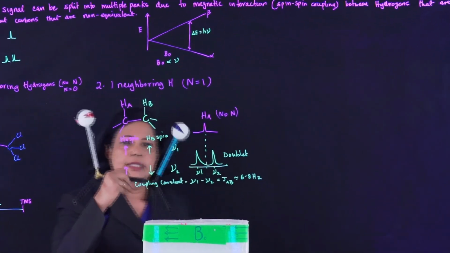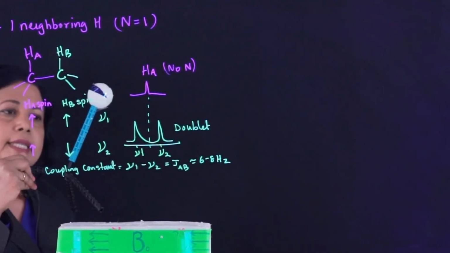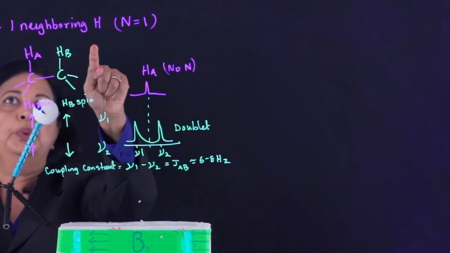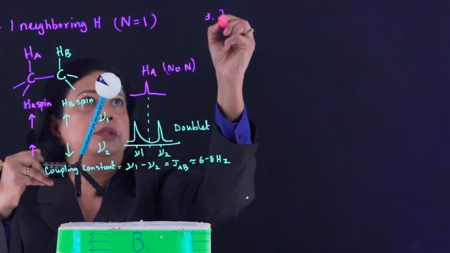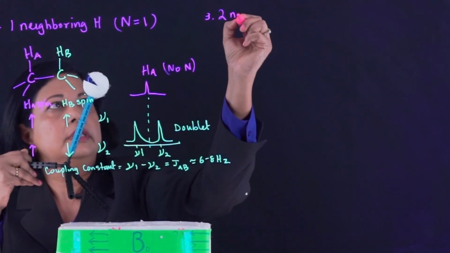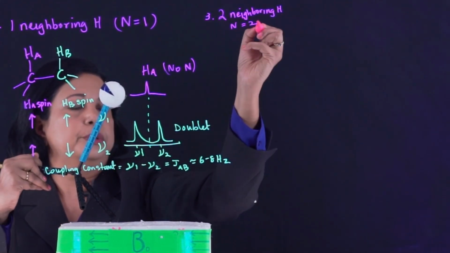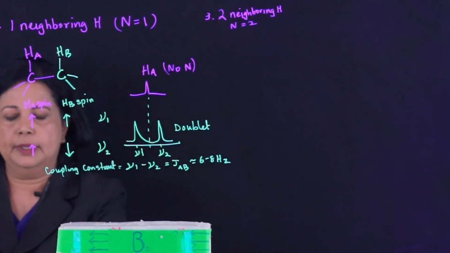Let's look at another scenario here. Let's see what happens if you have two neighboring hydrogens. So this is going to be a third scenario: two neighboring hydrogens, N is equal to 2. What are the probabilities for that?